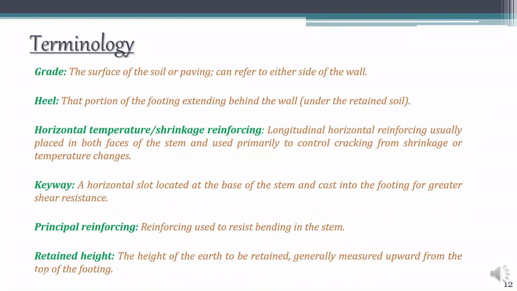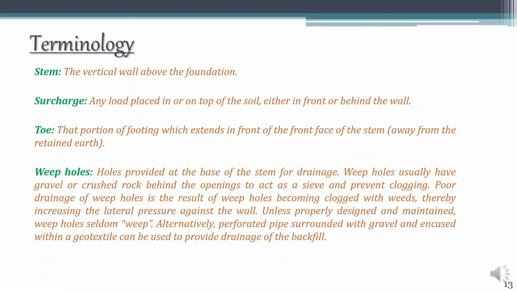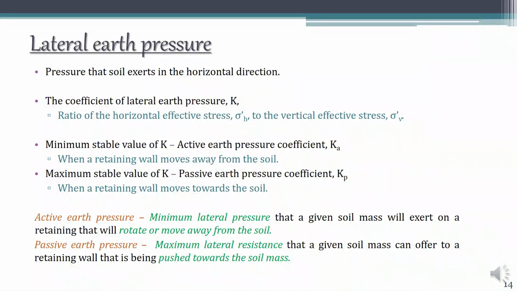The major loads to be supported by a retaining wall are the self weight of the soil as well as the lateral earth pressure. The lateral earth pressure is nothing but the pressure exerted by the backfill in the horizontal direction. There are two types of lateral earth pressure: the active earth pressure as well as the passive earth pressure. Active earth pressure is the minimum lateral pressure that a given soil mass will exert on a retaining wall as it moves away from the soil.